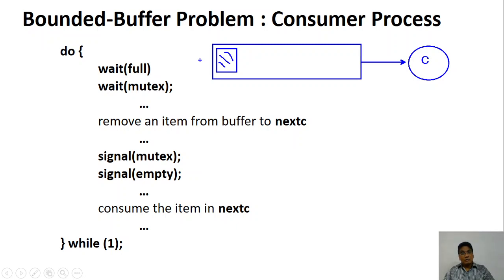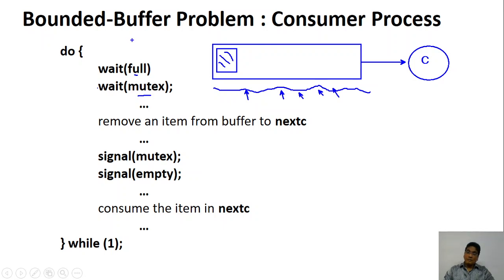So the first one is, the consumer has to wait until there are some items. In other words, if full is 0, that means no items are there, then the consumer has to wait. If full is 1, then the consumer can proceed. But what is the next thing the consumer must do? If the consumer finds that there is one item, then the consumer must prevent all the others from accessing it. How can the consumer do that? They use the mutex. So the first thing is you wait on full.